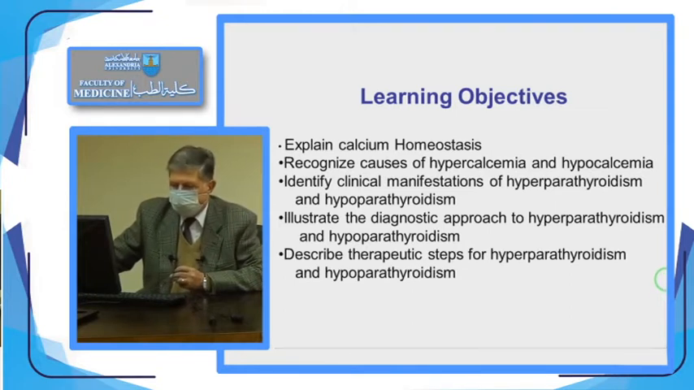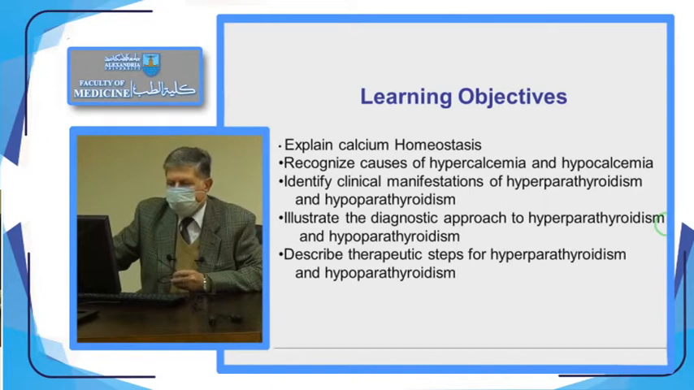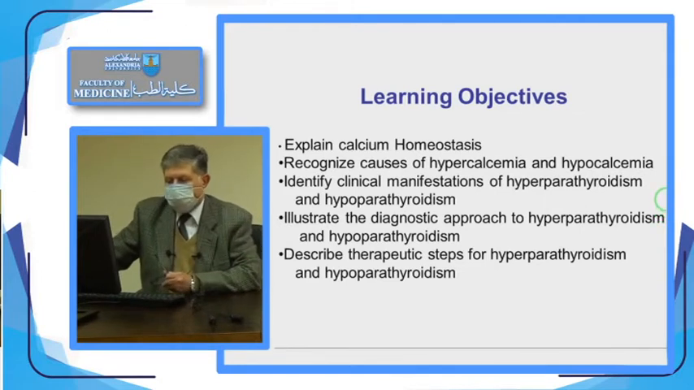Number two is to recognize causes of hypercalcemia and hypocalcemia. Thirdly is to identify clinical manifestations of hyperparathyroidism and hypoparathyroidism. Fourthly is to illustrate the diagnostic approach to hyperparathyroidism and hypoparathyroidism. And fifthly, to describe the therapeutic steps for hyperparathyroidism and hypoparathyroidism.